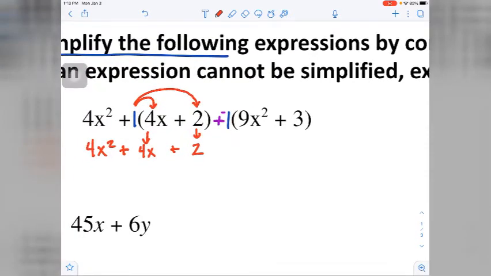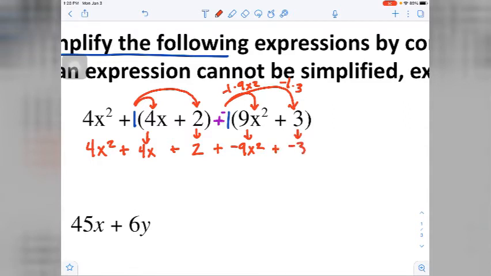And then on the other side, and this is where a lot of students went wrong, because they didn't do keep, change, change, or they weren't paying attention to the fact that this was a subtraction sign and that everything in here was being subtracted, negative 1, what we have is we do not have a 9x squared. We actually have one negative set of 9x squared. The math we did was negative 1 times 9x squared, which is negative 9x squared. And then we also have to do negative 1 times 3, which is negative 3.